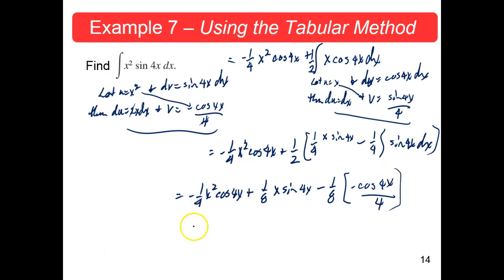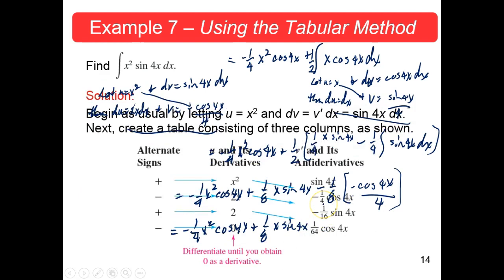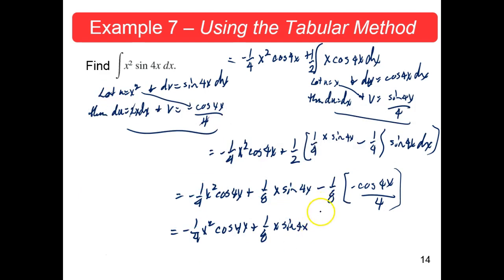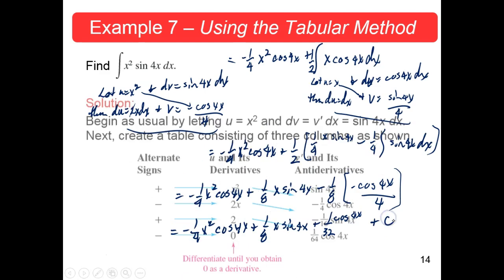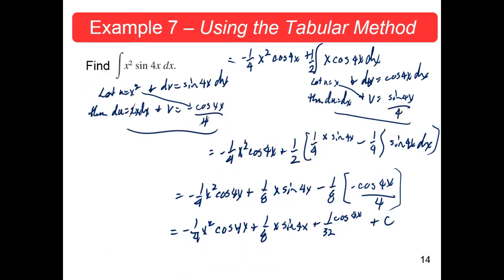All right, so this then would be negative 1/4 x squared cosine 4x plus 1/8 x sine 4x. Yuck. Plus, minus a minus is plus, 1/32 cosine 4x. Then you have, of course, a plus c. All right, let's see if that's what they get.